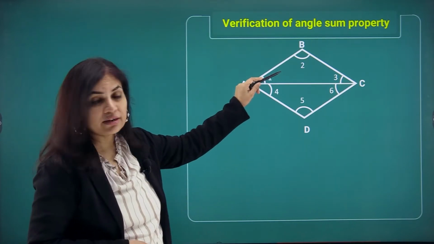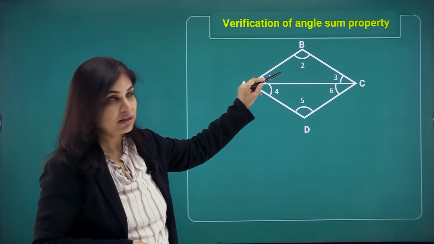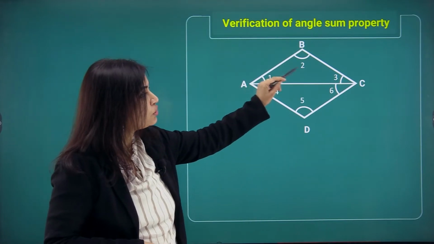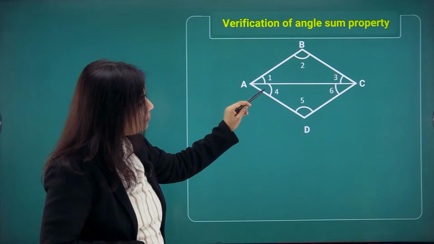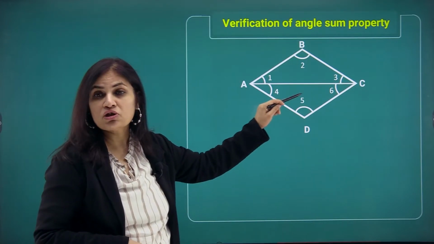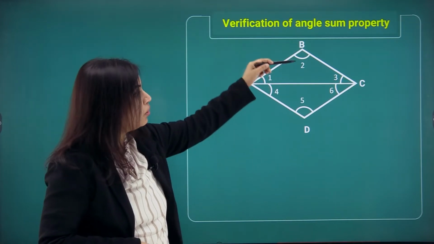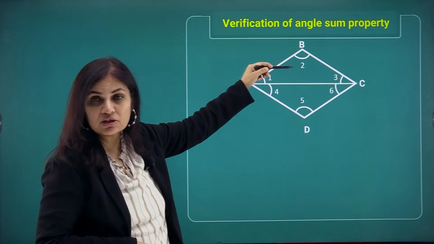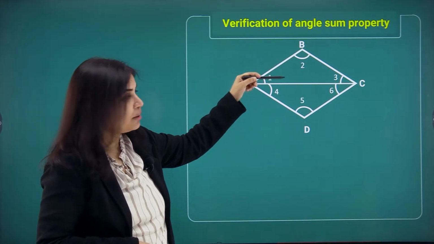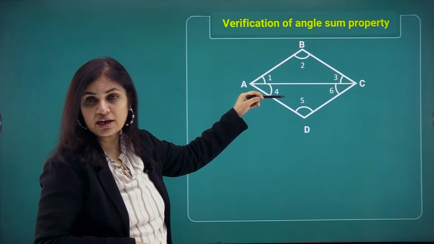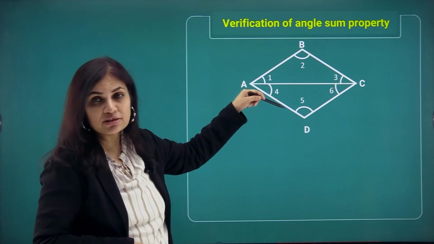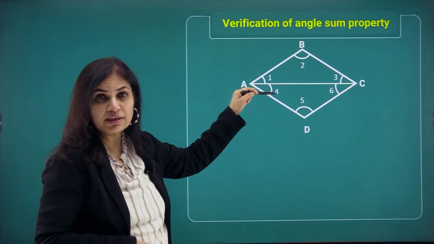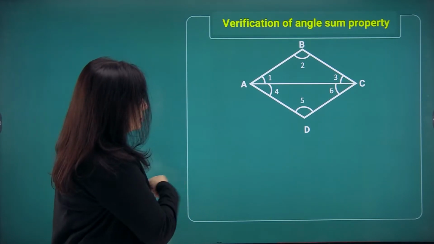If I look at triangle ABC, the sum of angles 1, 2 and 3 adds up to 180 degrees. And the sum of angles 4, 5 and 6 also adds up to 180 degrees. 180 degrees is the sum of the angles of triangle ABC and 180 degrees is the sum of the interior angles of triangle ADC. So, if I take both the triangles together, 180 plus 180 will give me 360 degrees.